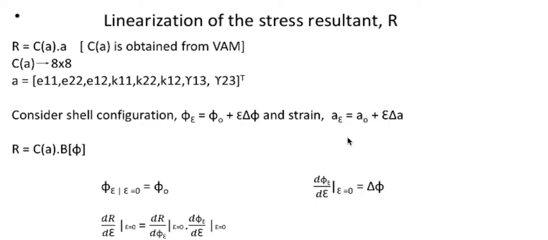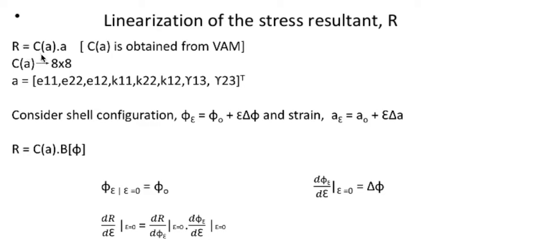So this is a different slide, not in the paper. This is our own derivation which I and Avinash have done together. Here we have the stress resultant expressed as C of A. A we are calling the strain vector, the entire 8 by 1 vector. C of A, C as a function of A, dotted with A. So A is an 8 by 1 vector.